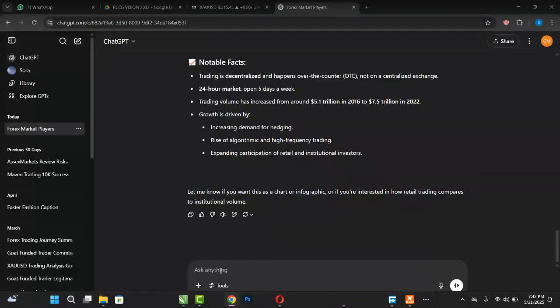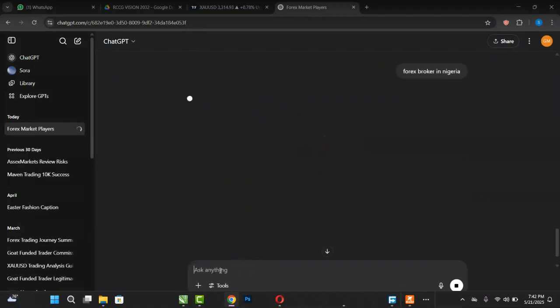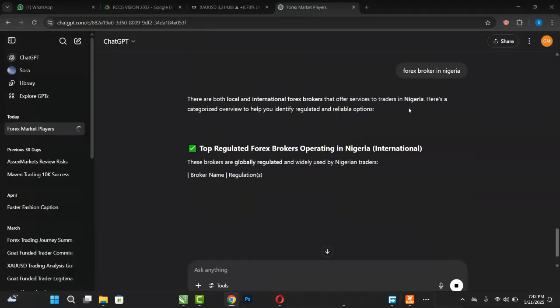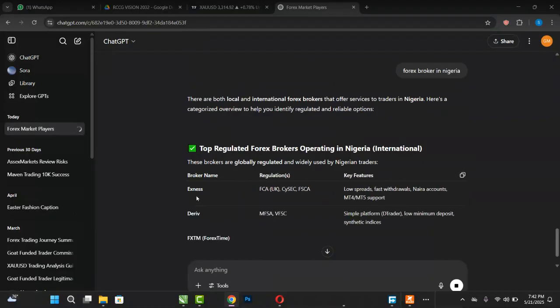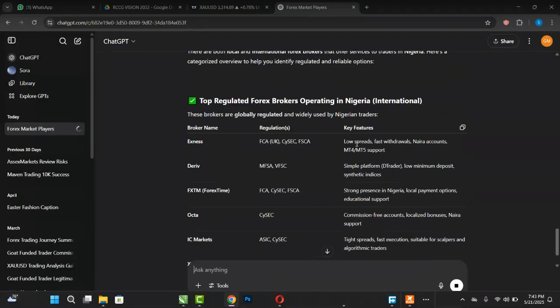Okay, let's even ask which FX brokers are allowed to trade in Nigeria, to do business in Nigeria. Forex broker in Nigeria. Just put it like that. So you will see a whole lot of list of them. They are both local and international forex brokers offering service to traders in Nigeria. You see XNES, the XNES came first, and you see their key features. So these are the things you look out for as well.